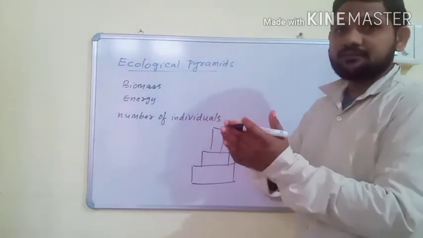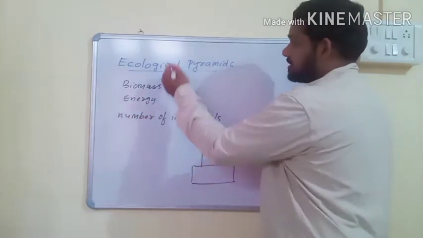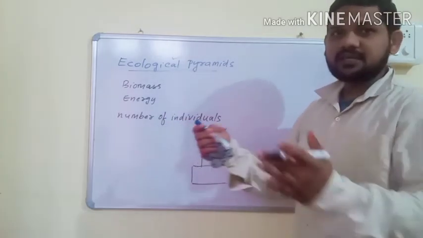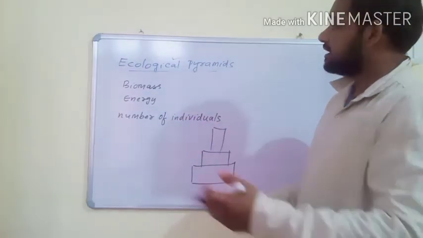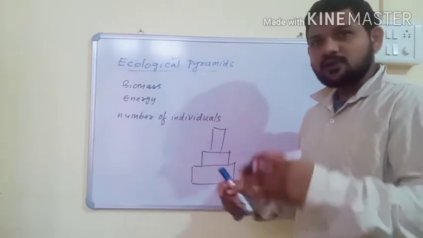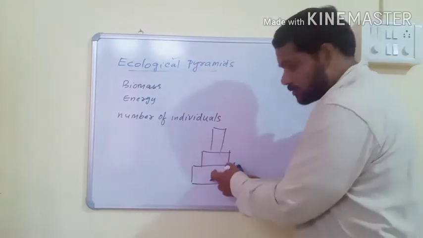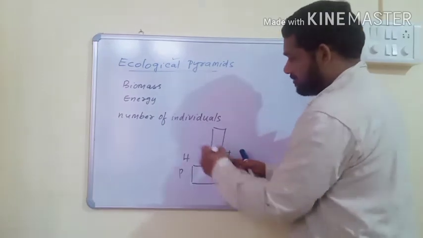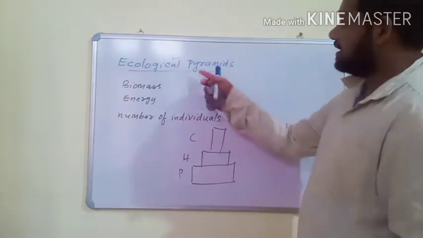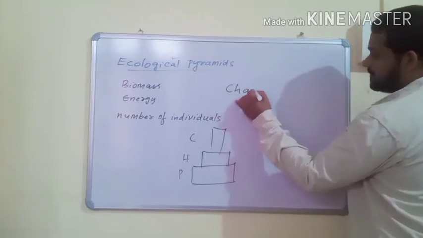Pyramid means it is a graphical representation, and since this graphical representation is for various ecological parameters, it is known as ecological pyramids. What is an ecological pyramid? It is a graphic representation of various ecological parameters like biomass, energy, and number of individuals of different trophic levels of a food chain, sequence wise: producers at base, herbivores at middle, and carnivores at top. So this is called an ecological pyramid, and these ecological pyramids were developed by Charles Elton.